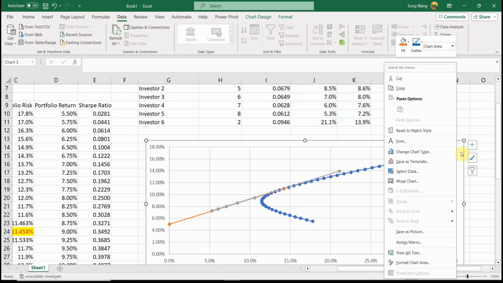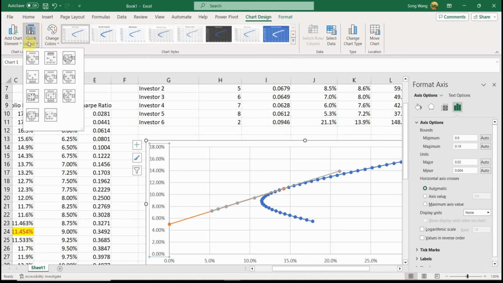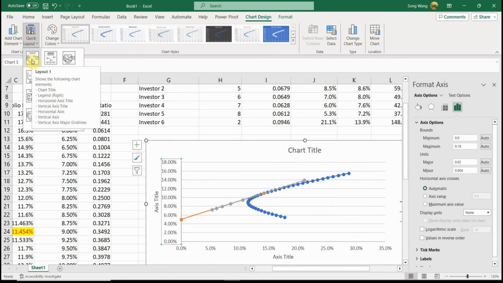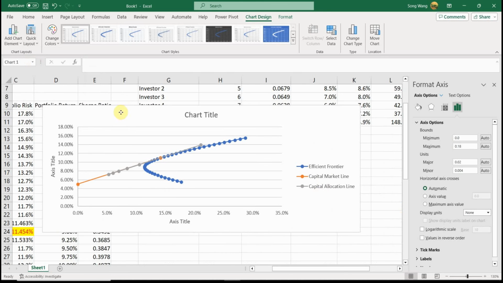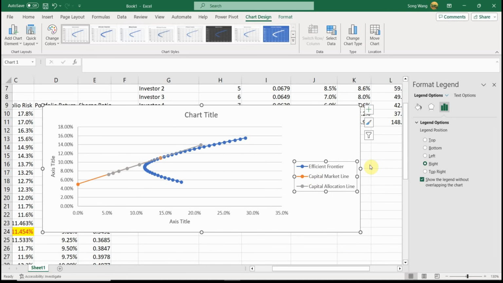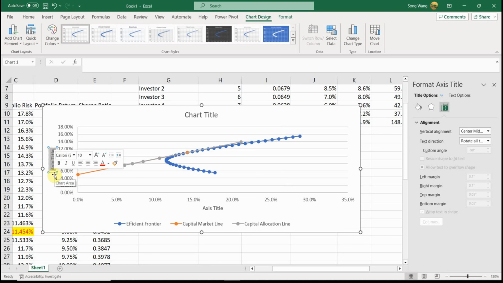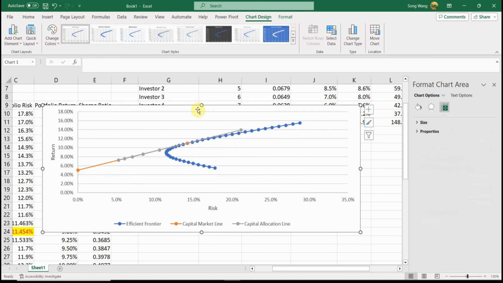Let me just double click on this chart, and I want to do a quick layout. I want to do layout 1. Layout 1 is basically showing me all of the legends. I want the legends to be down the bottom. And the axis title for the y-axis, the vertical axis, I want it to be return, and for the x-axis I want it to be risk. And I don't need the title here because my legend already tells me what they are.